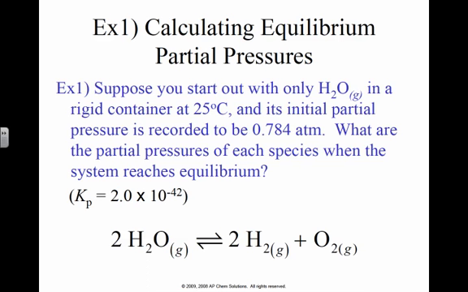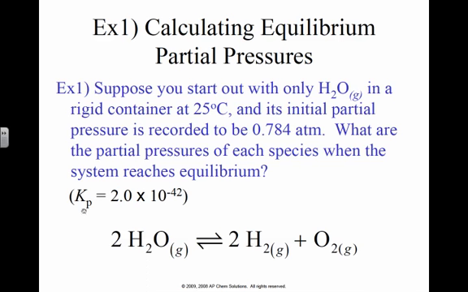Okay, so now we're going to use something called an ice chart to calculate equilibrium partial pressures when you don't start at equilibrium. Suppose you start out with only water in a rigid container at 25 degrees Celsius, and its initial pressure is recorded at 0.784 atm. That's initially, at the very beginning. You are not at equilibrium. What are the partial pressures of each species going to be when you do reach equilibrium?